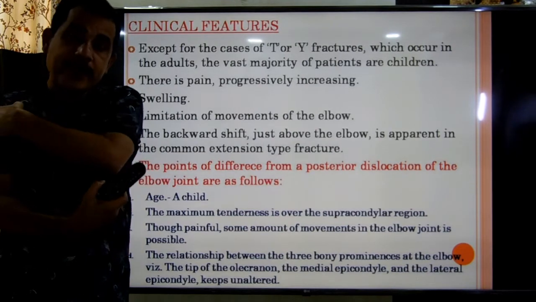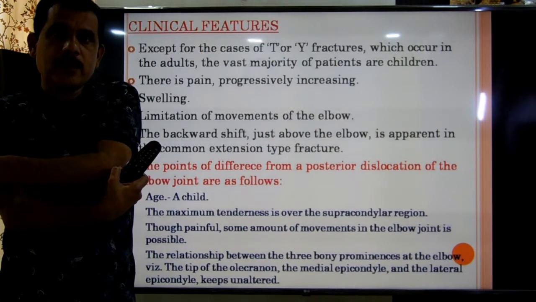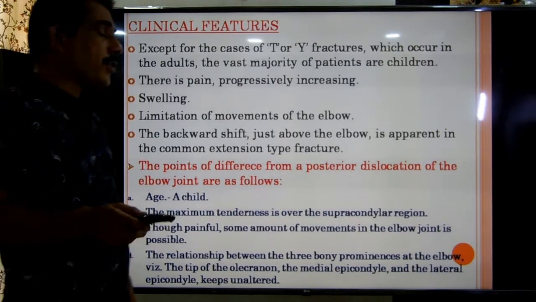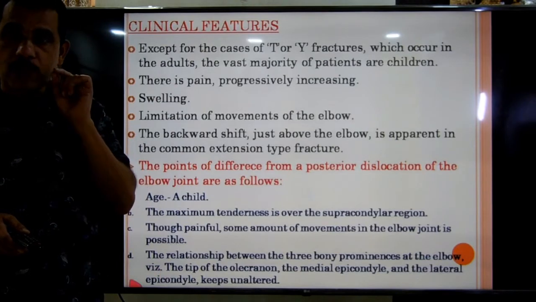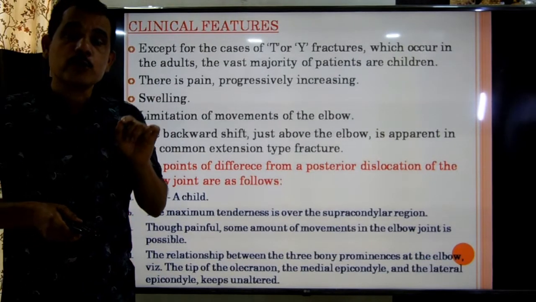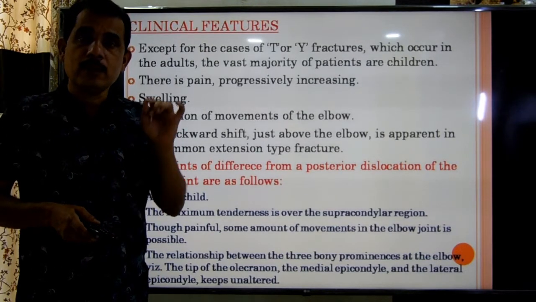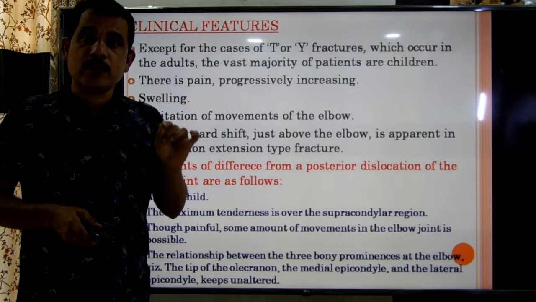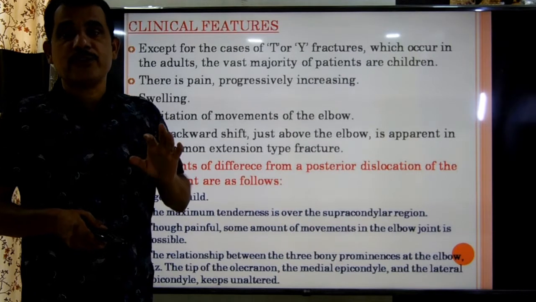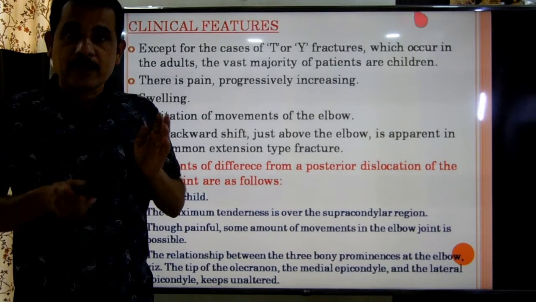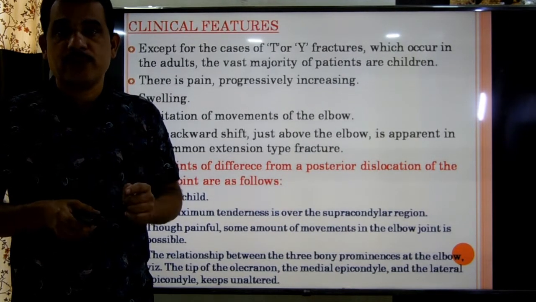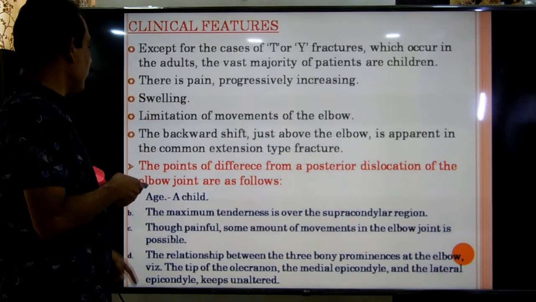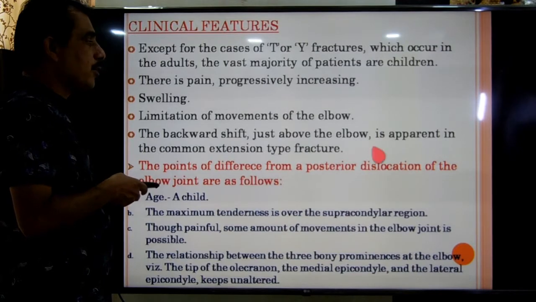Isn't it? The deformity is to be seen where? Above the elbow. Then the supracondylar fracture of the humerus should be differentiated from the dislocation of the elbow, especially posterior dislocation of the elbow, because the clinical features may be confused in the diagnosis. Because they will be the same: pain will be there, swelling will be there, limitation of the movements will be there.